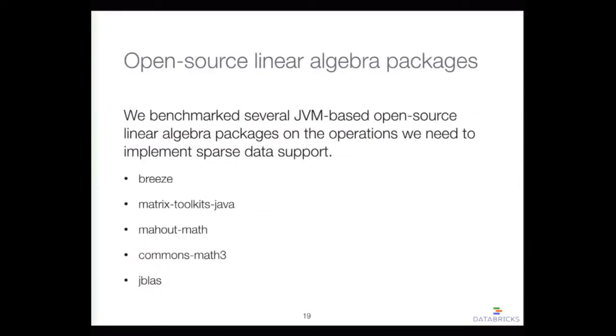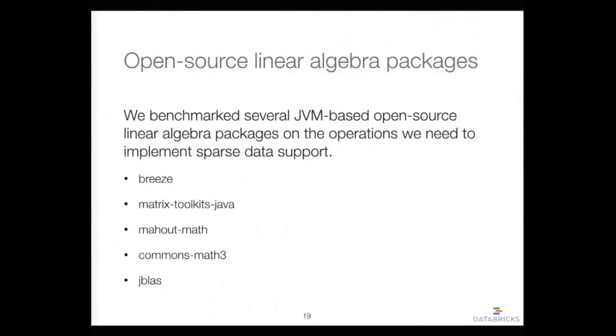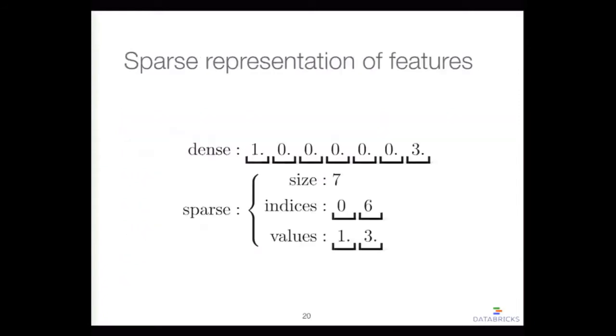Before we added sparse data support, we looked over the Java linear algebra packages that can support sparse linear algebra, and did a benchmark on the operations we need, for example, how to add a sparse vector to a dense vector. We picked Breeze as our underlying implementation. Matrix Toolkit Java is also very fast, but it has some license issues. We cannot include it in an Apache project. So we chose Breeze for this.